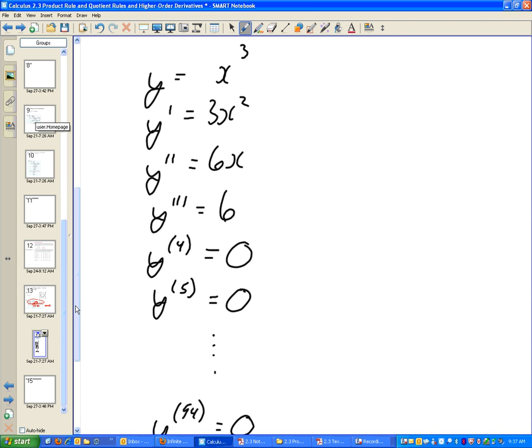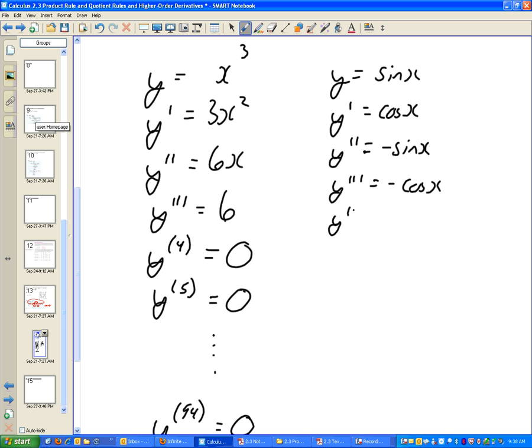So if you keep on taking derivatives enough times, will all answers eventually equal 0? No, because if it's not a polynomial, it's not. Watch this. What's the derivative of the sine of x? Cosine of x. What's the derivative of the cosine of x? Negative sine of x. So now what's the derivative of negative sine of x? Negative cosine of x. So what's the fourth derivative? Sine of x.